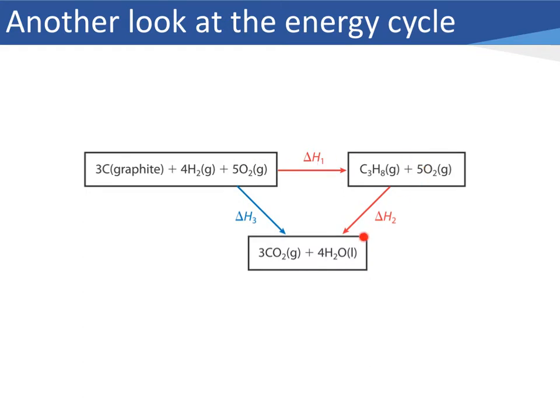So this is path 1 or path 2. And so that means that delta H3 is equal to delta H1 plus delta H2. And that's what we saw on the previous slide. That's only one example. We'll see some more examples to try and make some sense of it.